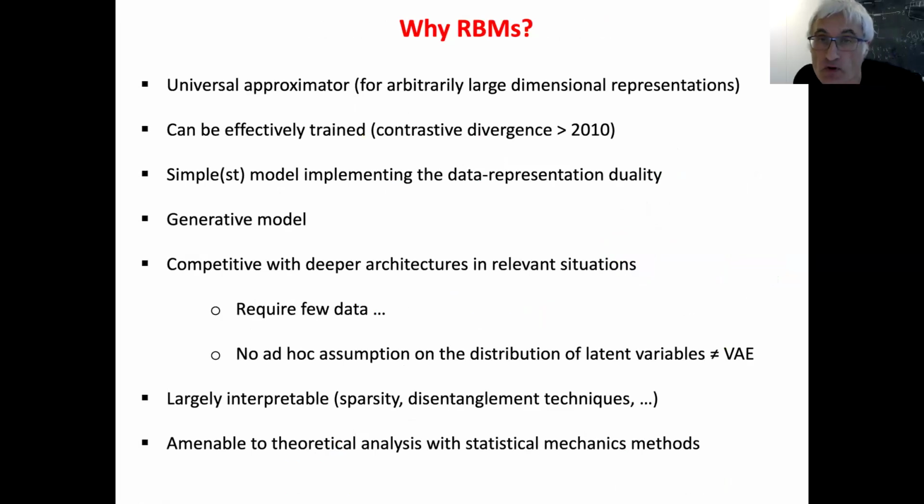As I said, they were all modeled from the end of the 80s. They were shown to be universal approximators, but that's not a very useful result, in the sense that it holds only if you have an arbitrarily large dimensional representation, so a very large hidden layer, which is not the case in practice because we are limited by the number of data available for training. What matters most is that they can effectively be trained. There have been new algorithms in 2010 by Hinton and collaborators, contrastive divergence, which make them quite efficient to train. The reason why we like them is that they are one of the very simplest models implementing the data representation duality, which means that you don't need so much data to train them.